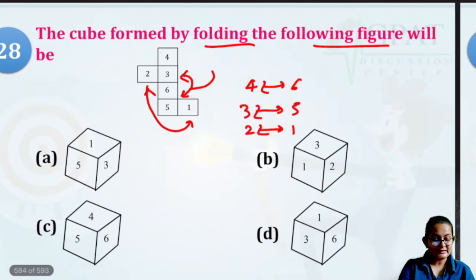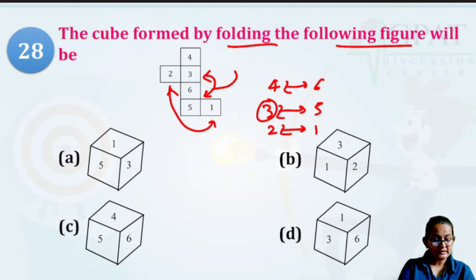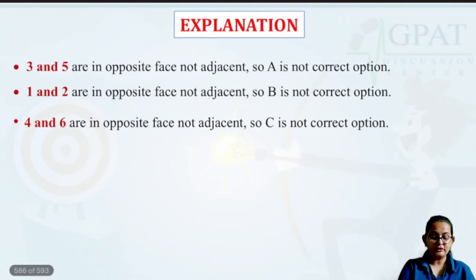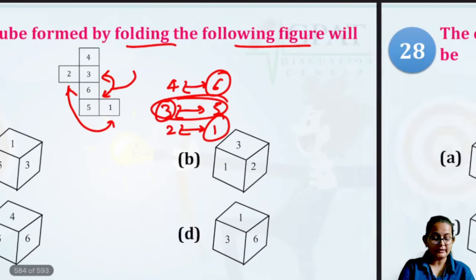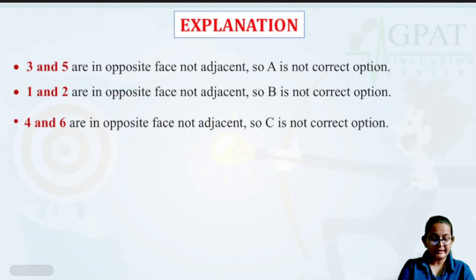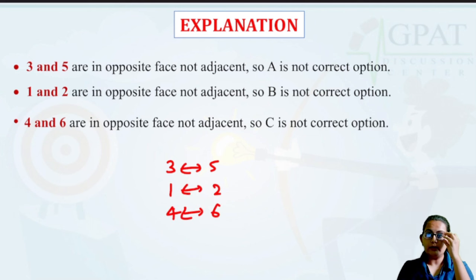How come? 3, 6, 1. These are the adjacent faces forming the cube, and based on the opposite ones, you can find it out. The 3 and 5 are opposite faces. They are not adjacent faces. Here I can write 3 and 5 are the opposite ones, 1 and 2 are the opposite ones, 4 and 6 are the opposite ones. Whatever the opposite faces are, they are not forming one corner of the cube. Opposite cannot be adjacent, and the adjacent ones forming the cube would be 3, 1 and 6.